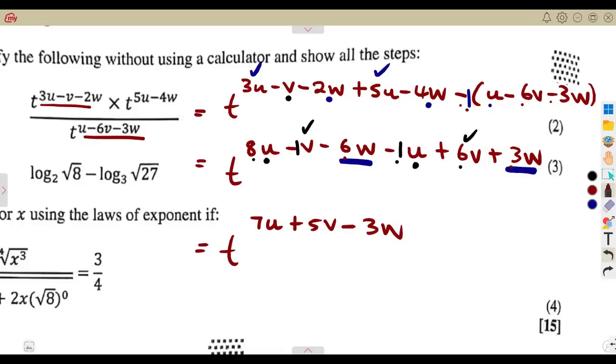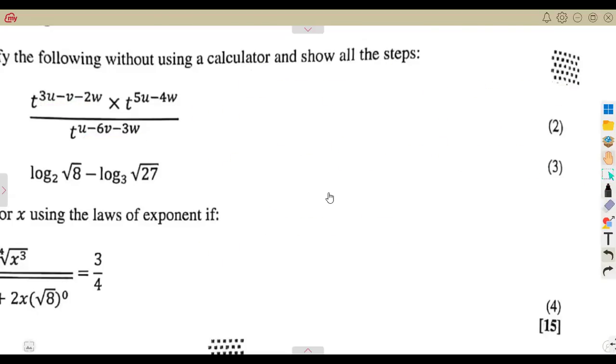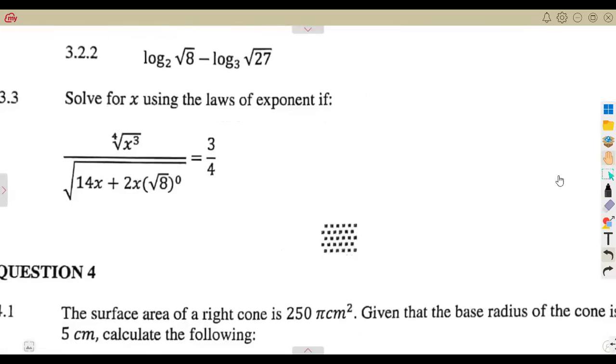There's nothing we can simplify from this part, so we're just going to leave our answer at this stage. All right, then 3.22, you're given 3 marks for that, a logarithm.